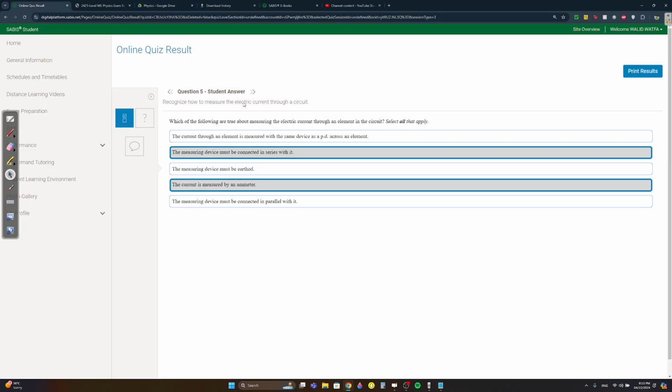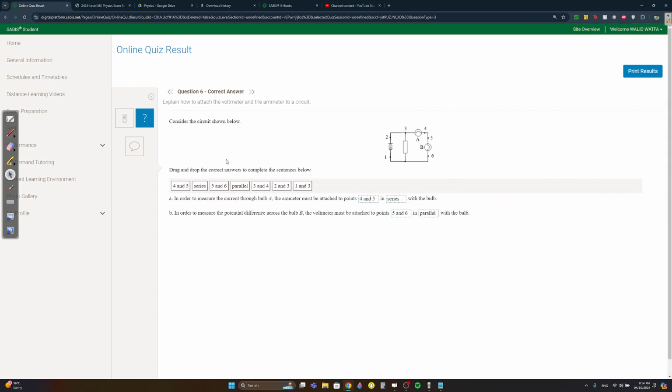Okay, didn't ask for potential difference. Remember that the potential difference, you always use a voltmeter. In order to measure the current through bulb A, the ammeter must be attached to point.